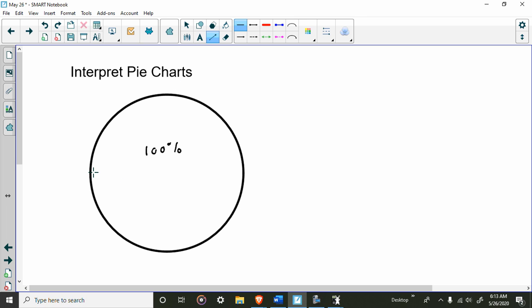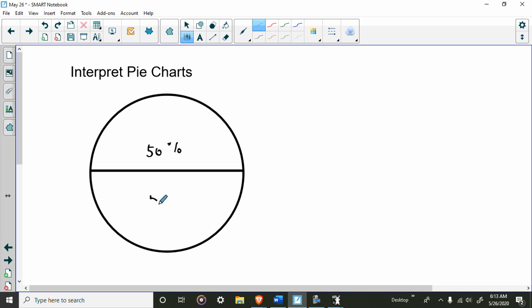What we can start to do is break it down into smaller parts. Now this isn't 100%. Well, the whole thing is still 100%, but each one of these halves is going to be 50%. So it's 50% on the top, 50% on the bottom. And those could also be fractions. We could say they're 1/2, or they could be decimals, 0.5.